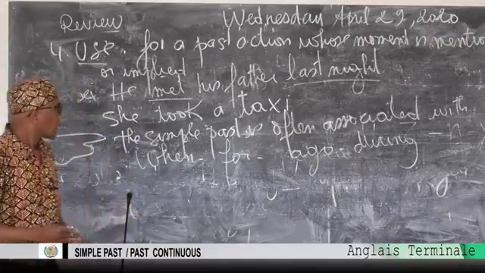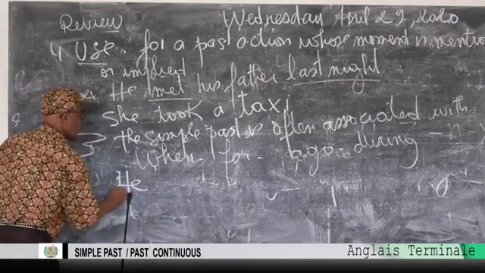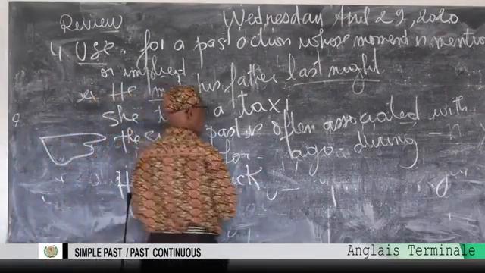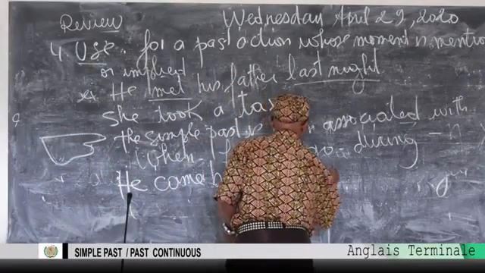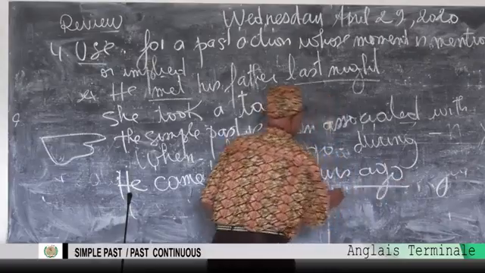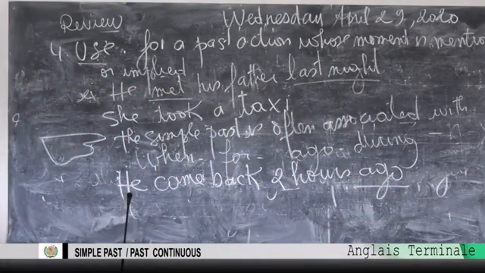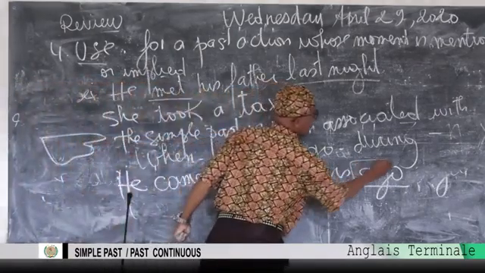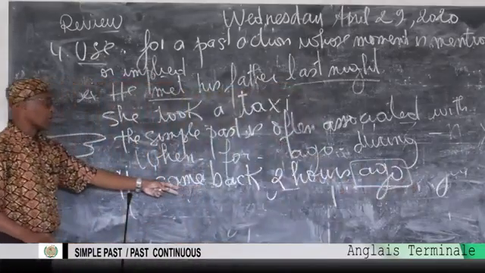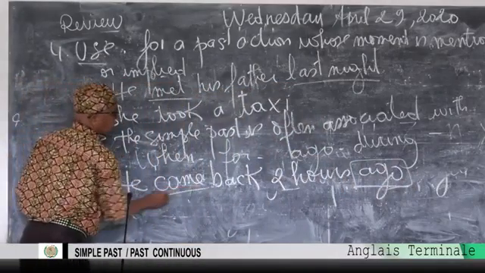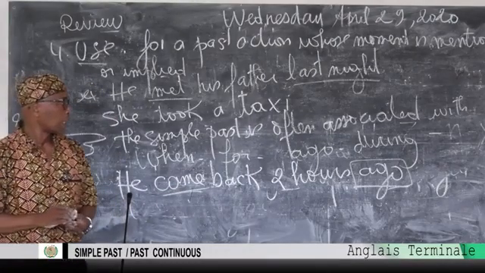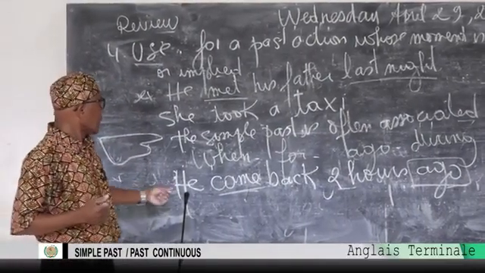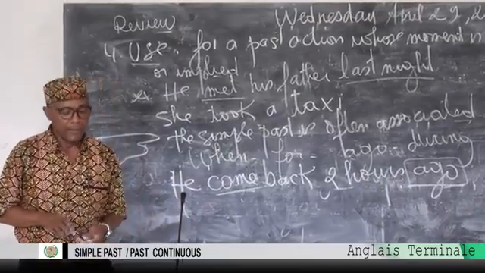Just to give you an example, you can say he came back 2 hours ago. When did he come back? 2 hours ago. So the use of ago here requires the use of the simple past. He came back 2 hours ago. This means that 2 hours went by, past, since he came back.